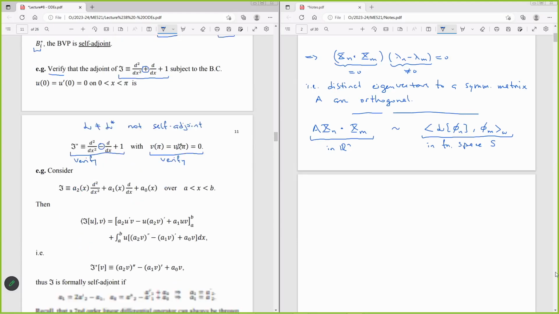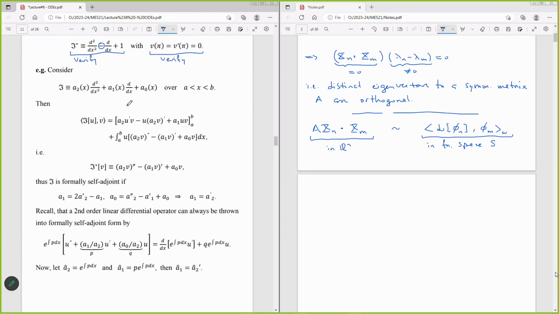Okay. All right. Anyway, you can just study this problem. This is just to show you if you have a general form. So the question I ask is: what conditions on A2, A1, A0 make L self-adjoint? Okay, that's what I'm asking here, because I'm starting with the general form.